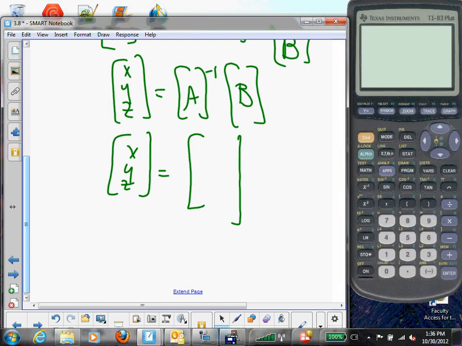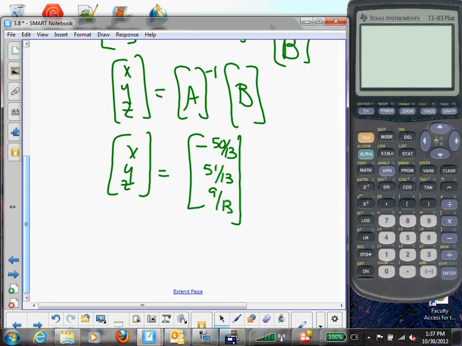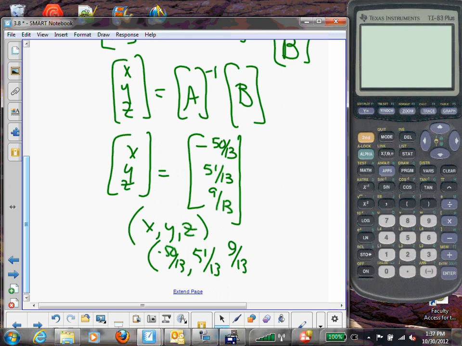Olivia, what are you getting? Turn around and help Sarah, Emma. Oh. Huh? It's an ordered triple. It goes X, Y, Z, and so it's negative 50/13, 51/13, 9/13.